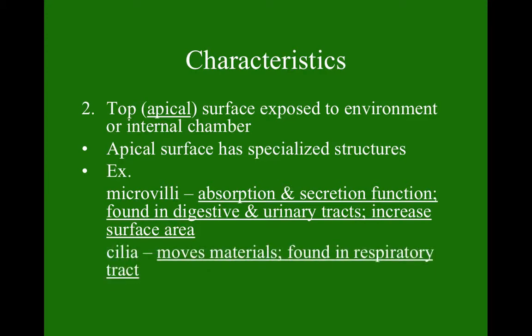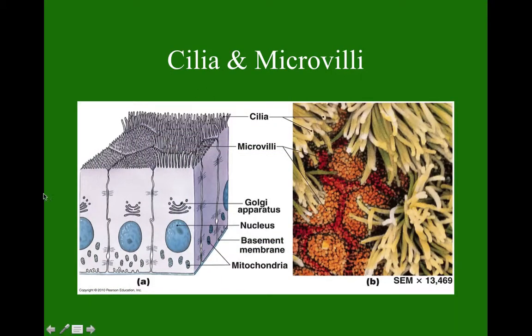Cilia look similar to microvilli, but their job is to move materials, and we find them typically in the respiratory tract. Here's a great visual difference between the two. The microvilli are these small projections at the top, for instance here the red and the orange, whereas the cilia are much, much longer, so they would be like the yellow in this other picture. Structurally they look very different from each other, and functionally they operate differently. Cilia move materials, whereas microvilli increase surface area to allow better absorption.